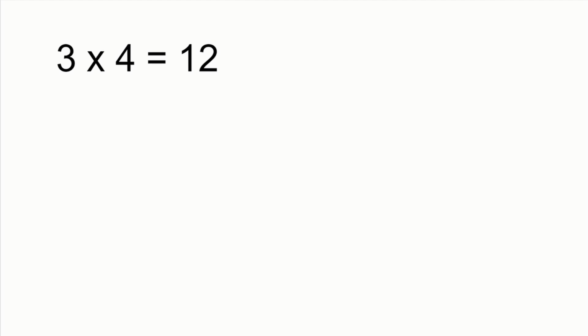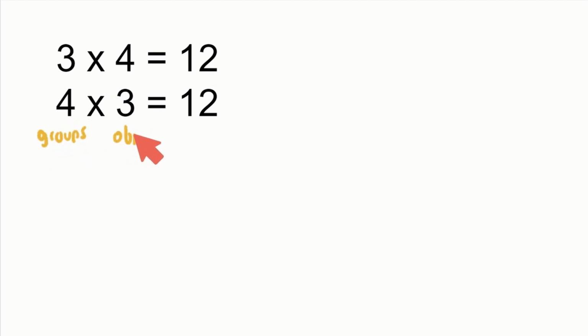Is there another multiplication problem I could write involving these same numbers? Another equation I could write could be 4 times 3 equals 12. And just like the other example, the way I like to think of this is I have 4 groups, each containing 3 objects. So 4 groups of 3 objects. Let's go and check to see if this is true.